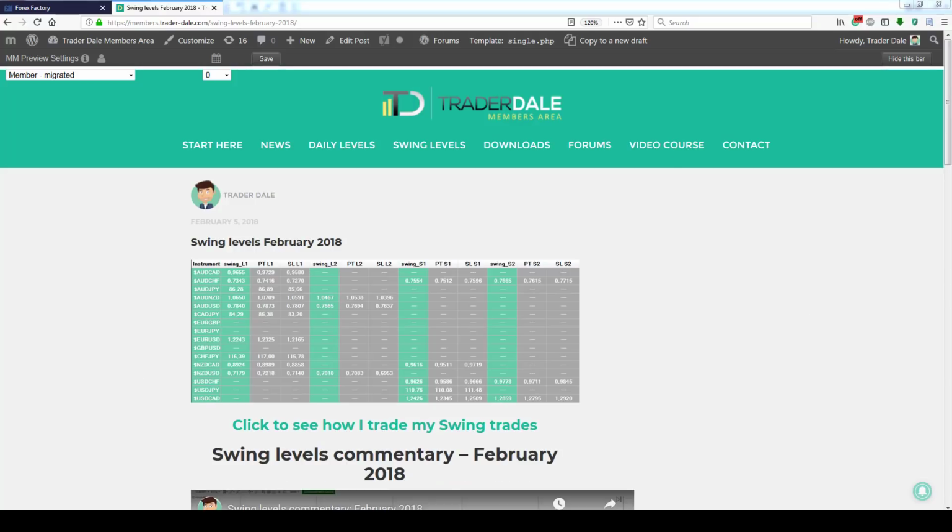So this is the swing levels table which I published on February. This is the euro dollar right there, and there is one swing level. It is 1.2243, and this level had a profit target at 1.2325 and stop loss at 1.2165. Alright, so let's have a look at the chart now.